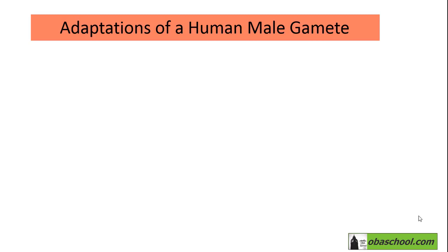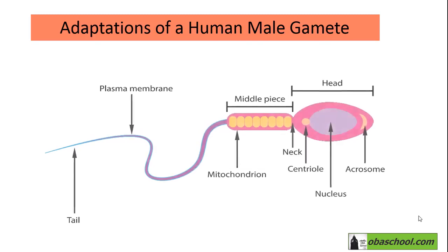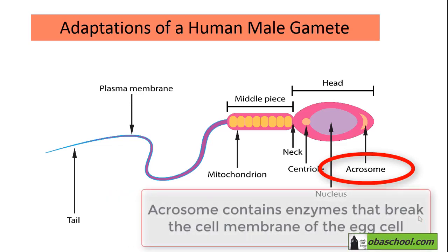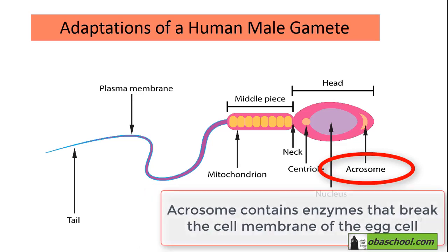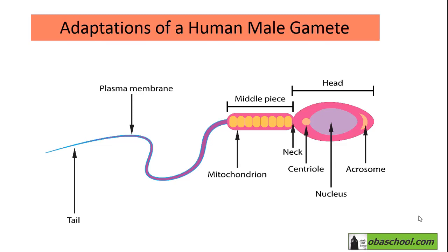First of all, we need to know that the sperm cell is divided into three main parts: the head, the middle piece, and the tail. The first adaptation of the sperm cell is the presence of acrosome enzymes inside the tip of the head. These enzymes break down the substances in the egg cell's jelly coat and allow the sperm cell to burrow inside and enter the egg cell.